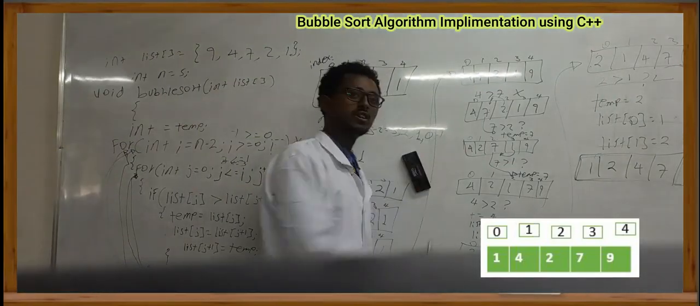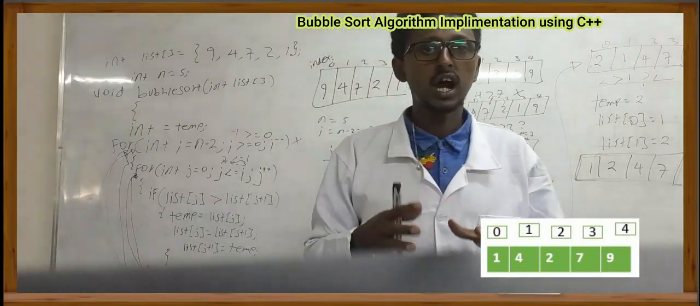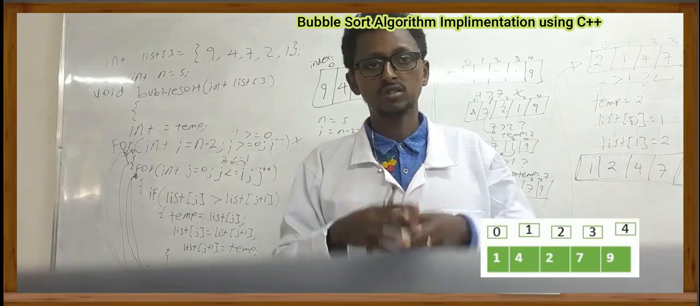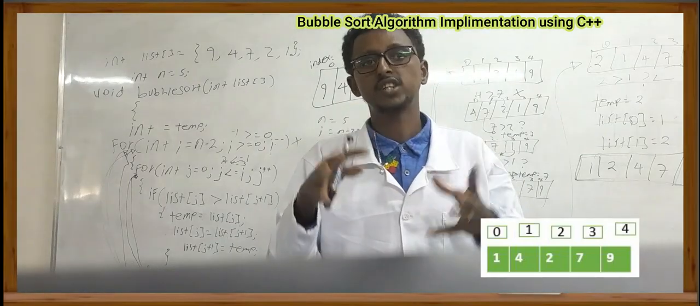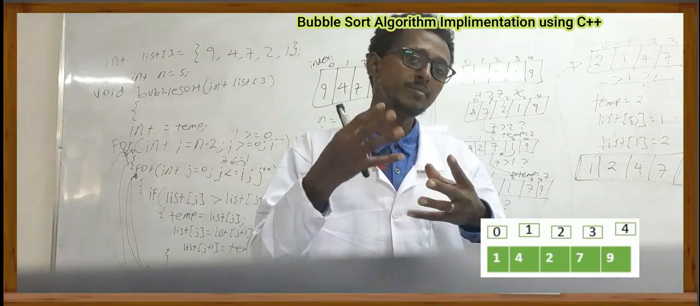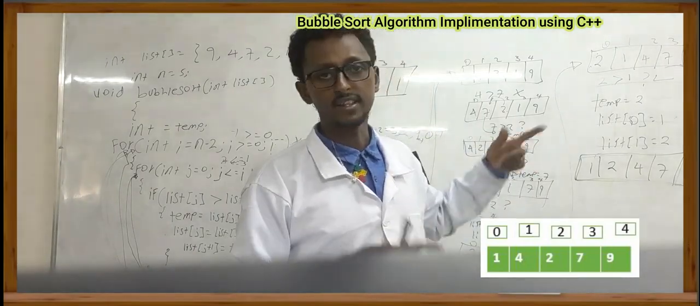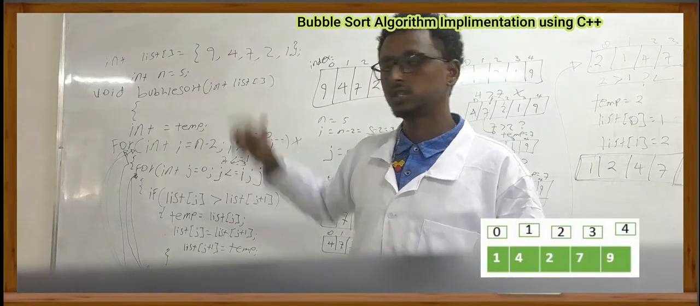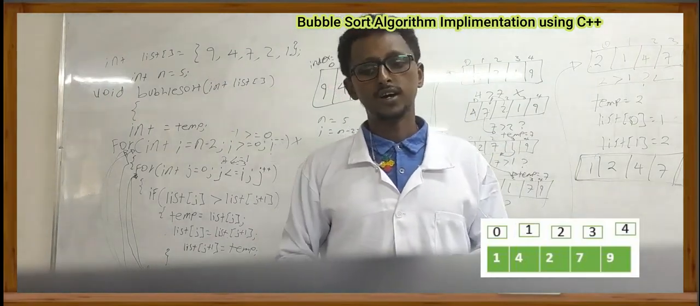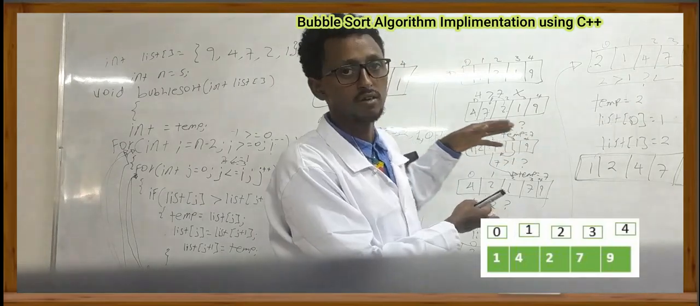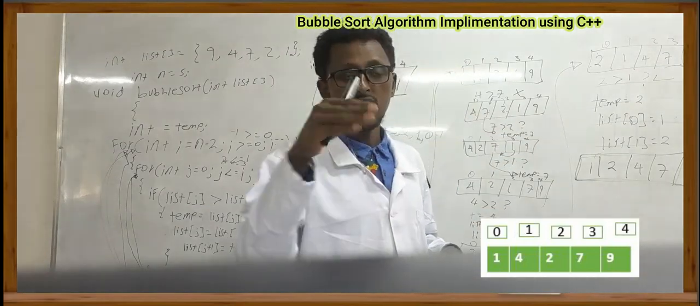So this is all about how to sort a given list of items or array or collection using bubble sort in a simple C++ program by creating one function called bubble sort. And practically I will show you on the screen in the editor Dev C++.